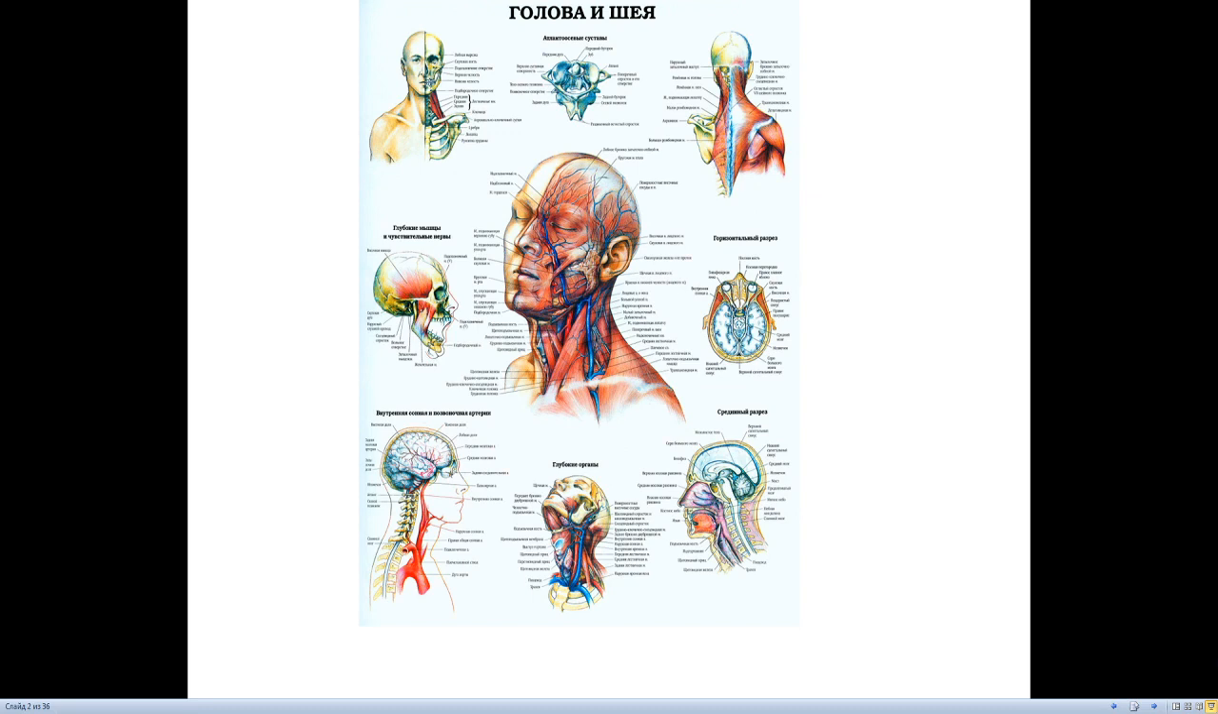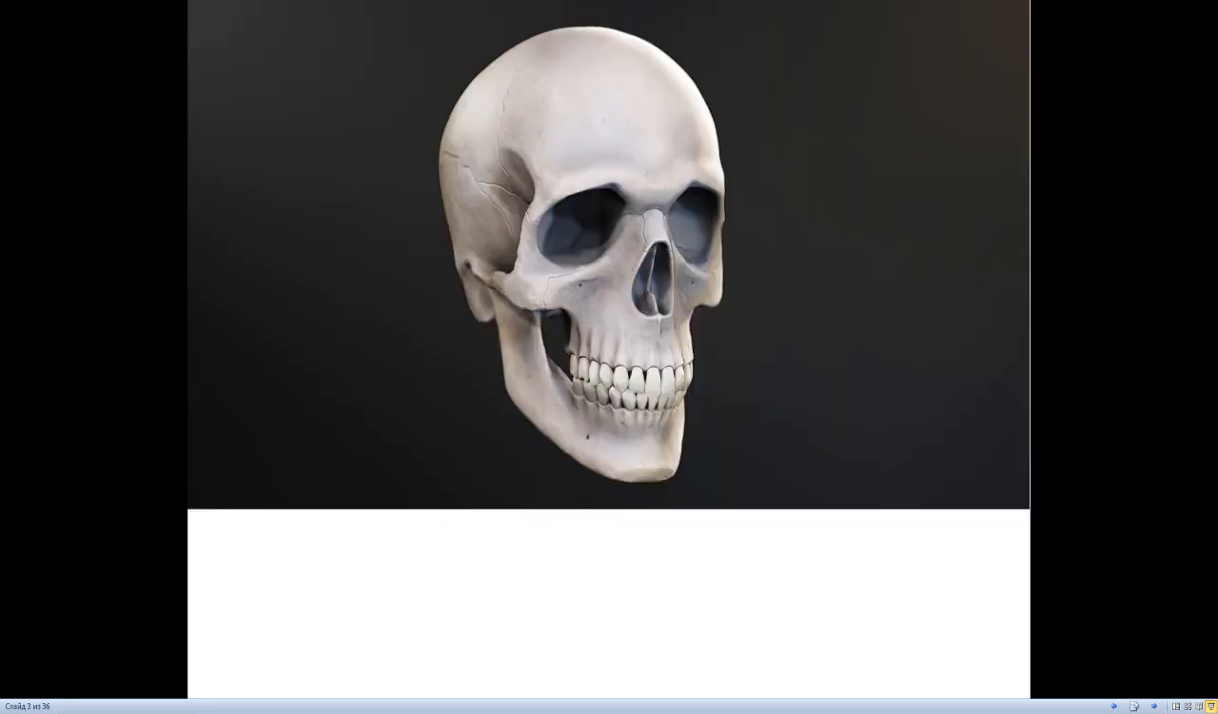In clinical anatomy, it is possible to divide the head into two main parts, which are the facial part, or facial skull, and the neurocranium, or neural part of the head.